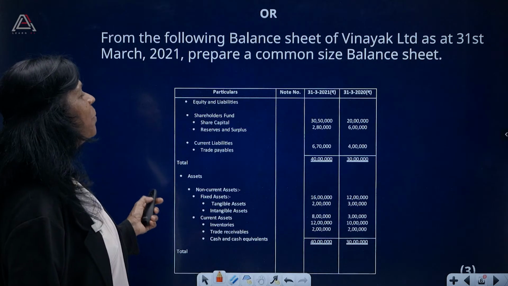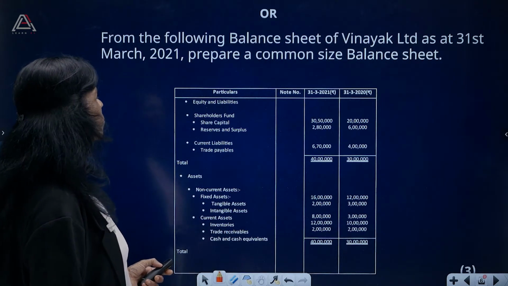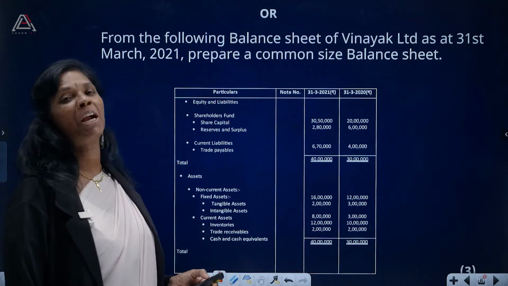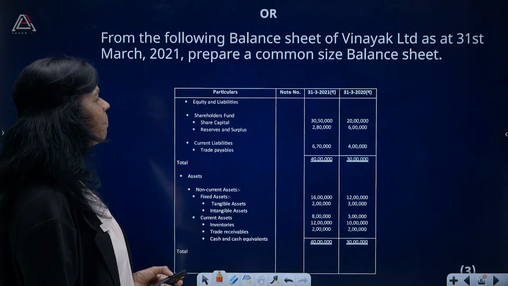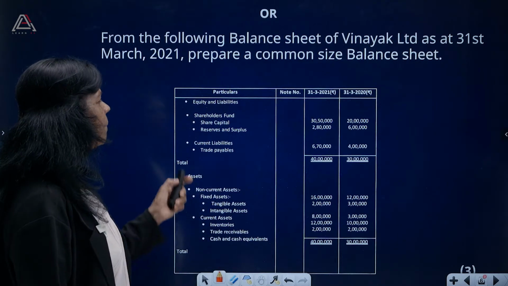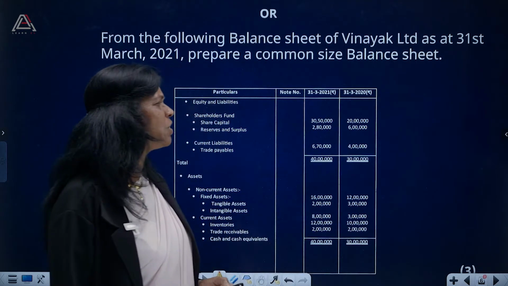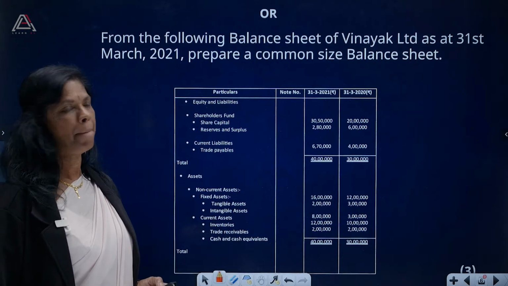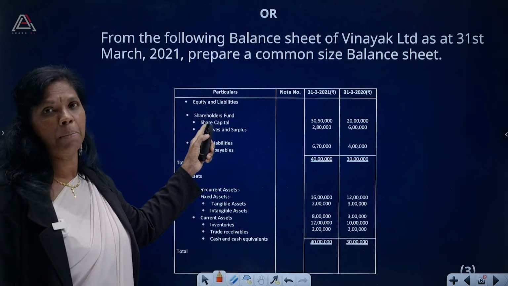Then from the following balance sheet of Vinayak Limited as at 31st March 2021, prepare a common size balance sheet. Okay, let us see the common size balance sheet. We have to prepare a common size balance sheet. Let us see the question. Particulars, note number, 31st March 2021, 31st March 2020. Previous year, current year.